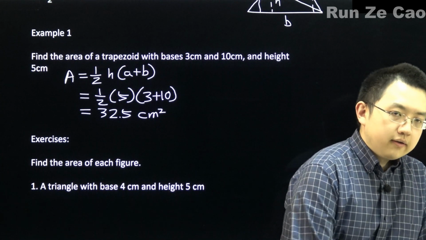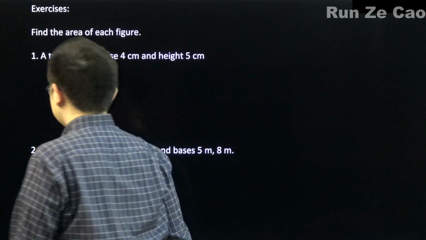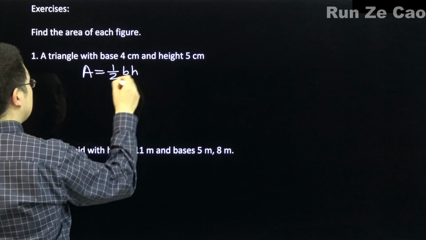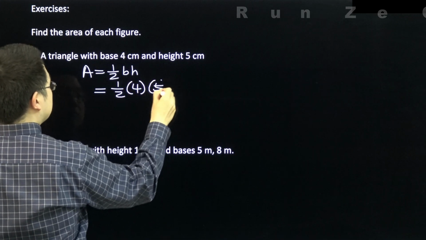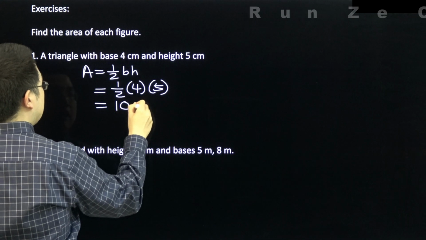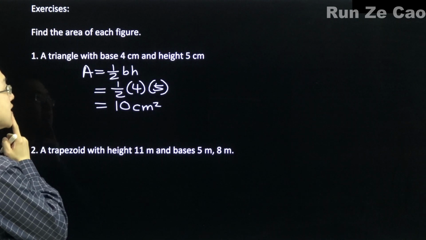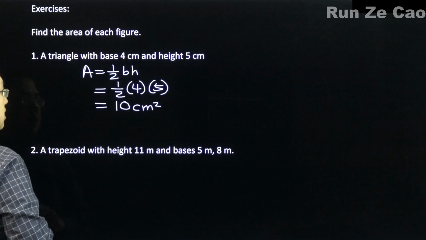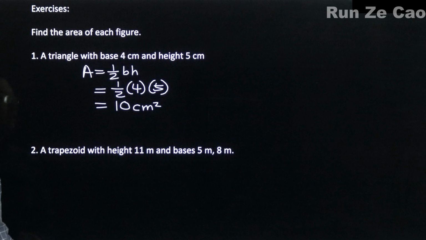Now, for a triangle with base 4 centimeters and height 5 centimeters, the formula for the area is 1/2 base times height, which gives us 1/2 times 4 times 5. Therefore, this is going to be 10 centimeters squared. Well, square centimeters. Yeah, questions about brackets, guys? 10 square centimeters, not squared centimeters.